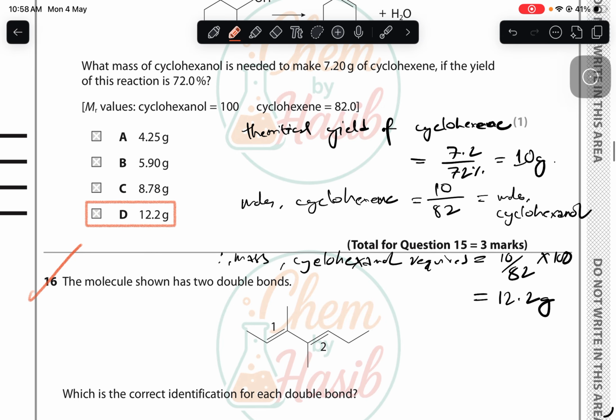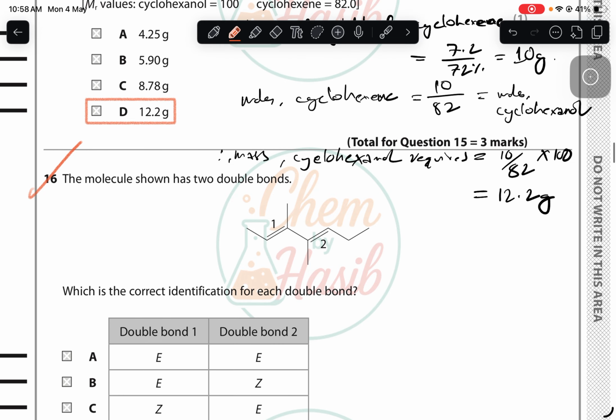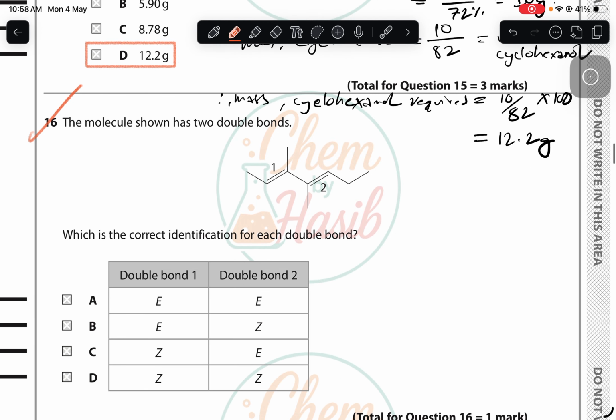Okay, now we move to question number 16. Question number 16 says which is the correct identification for each double bond. For the double bond number 1, this is clearly an E isomer, because on this double bonded carbon you have a CH3 group and a hydrogen. Definitely the carbon here is greater priority.